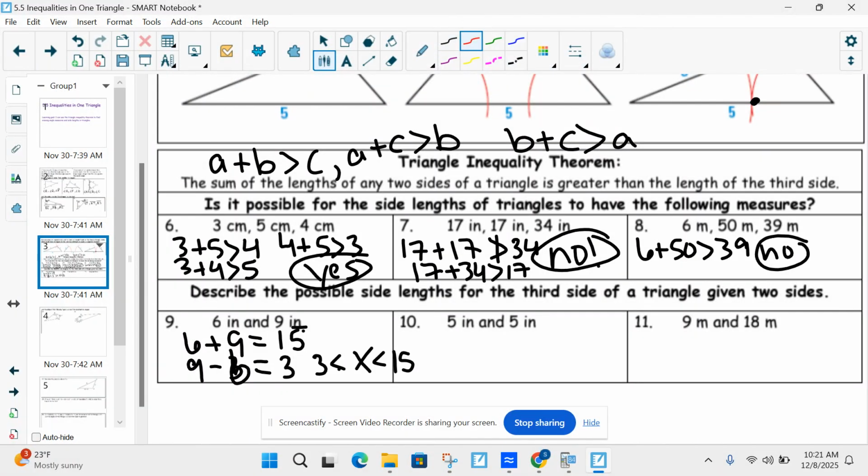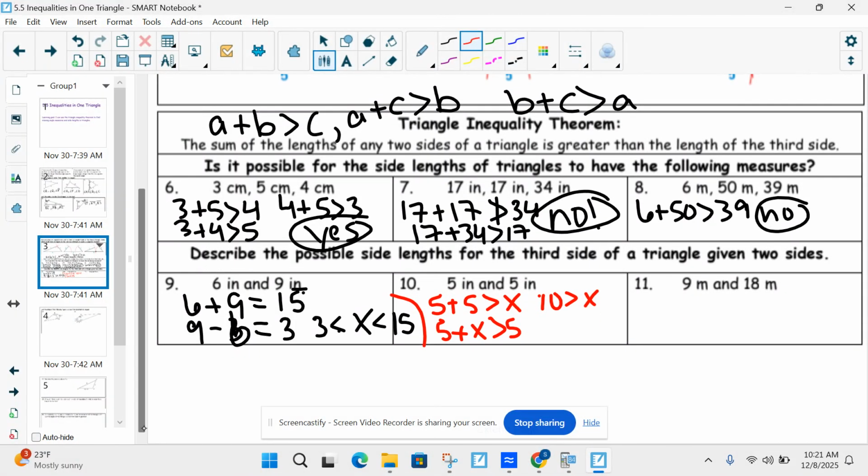So the idea also is like this. If you take 5 plus 5, that should be greater than the third side. And if you take 5 plus the third side, that should be greater than 5. You could do it a third way if the 5s weren't the same, but they are here. And then if you solved it, you'd get 10 is greater than x. And also here, you would get x is greater than 0. So for this one, x has to be in between 0 and 10, not including 0 and 10. Let's try that same thing for number 11.